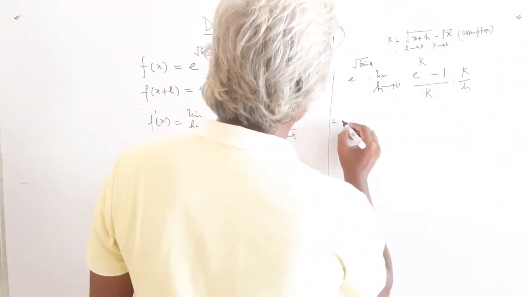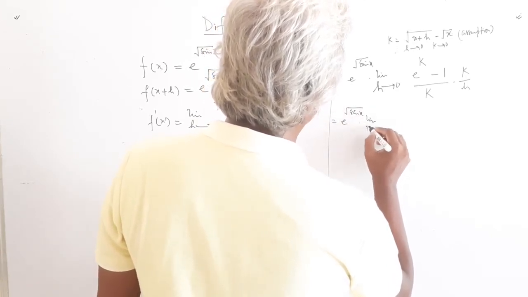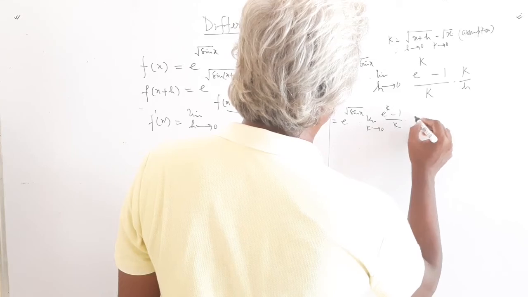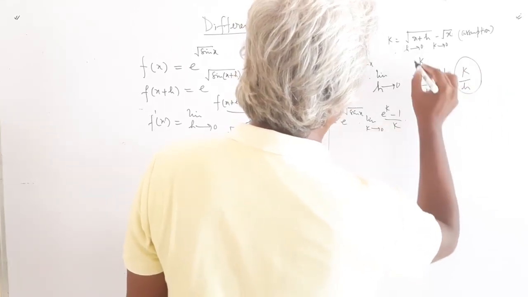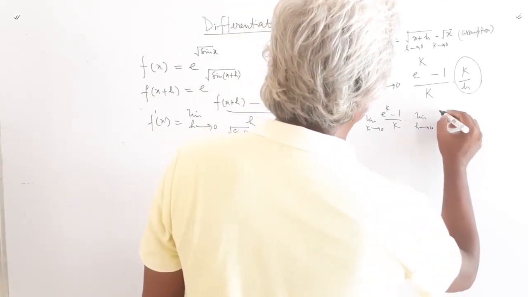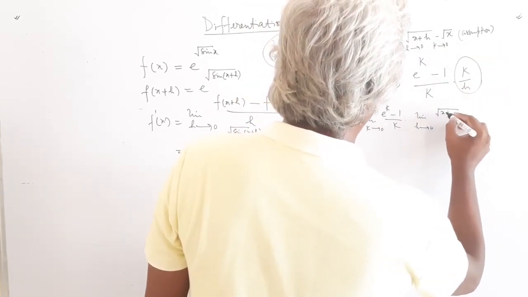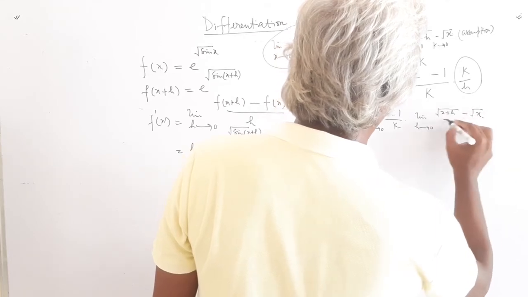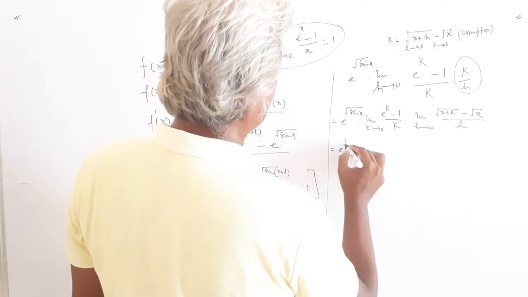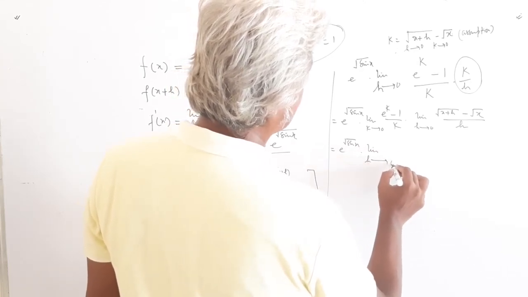So we will write here e to the power under root sin x into limit k tends to 0, e to the power k minus 1 over k, and for this part I will let the limit be h tends to 0 only. So that is limit h tends to 0, this k over h. So again I rewrite the value of k, that is root x plus h minus under root x over h. So now by the formula, this part becomes 1, so this becomes only e to the power root sin x into limit h tends to 0.